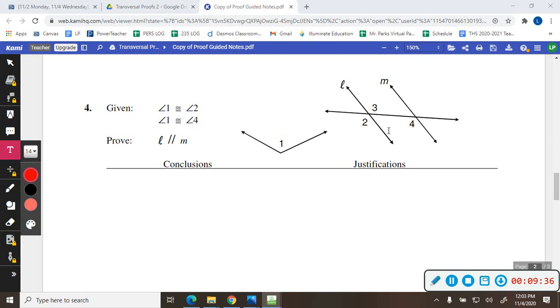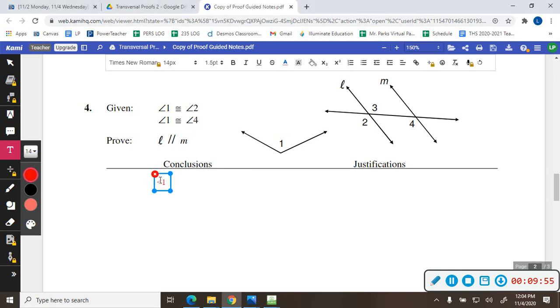For example, if I say that 2 equals 4, if I know those are equal, then by definition these have to be parallel by the corresponding angles postulate, the converse. So it's like the backwards. So let's start off with the first given. I'm going to say angle 1 is congruent to angle 2.